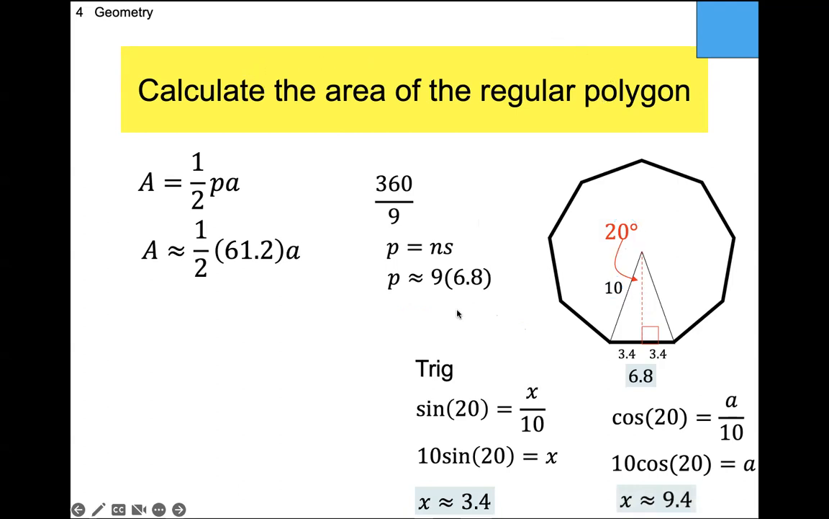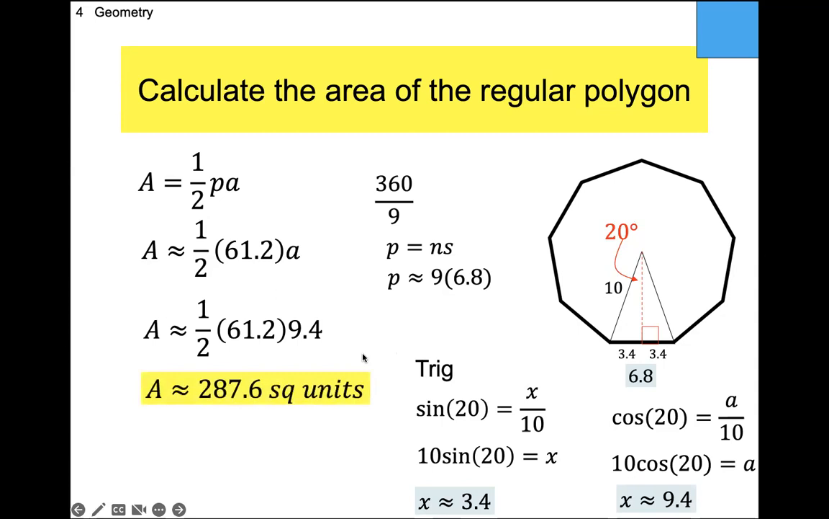All right, do we have everything? That's the apothem, and I sure do. So A is now 9.4, and now it's just one big calculator problem. If I were doing this by hand, I would do 61.2 times 9.4 divided by 2. You could also do 0.5 times 61.2 times 9.4. That would work as well. So that's what I got for my answer. Hopefully you got the same thing.